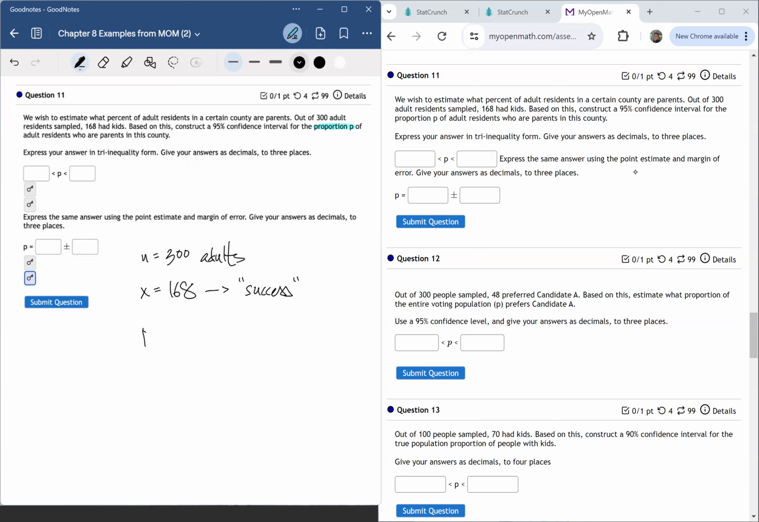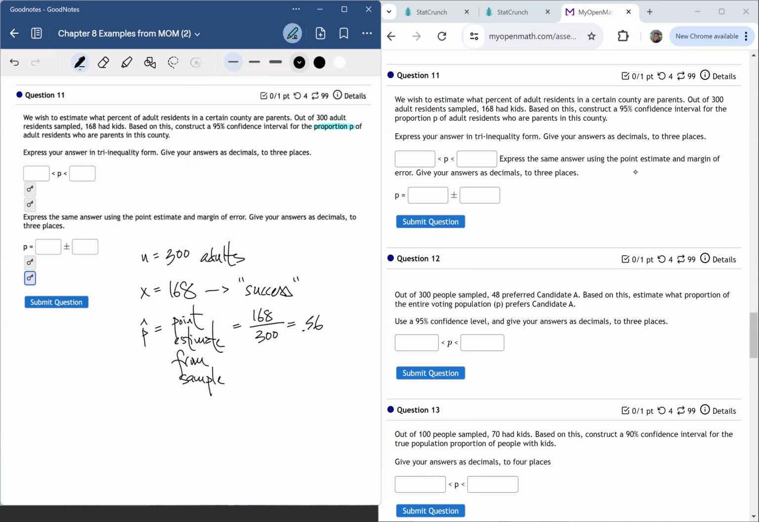Now we can go ahead and find our p hat, or we can call that a point estimate from our sample. And that's just going to be the probability that we found the success. In other words, 168 over 300. And if we type that into our calculator, we get 0.56.